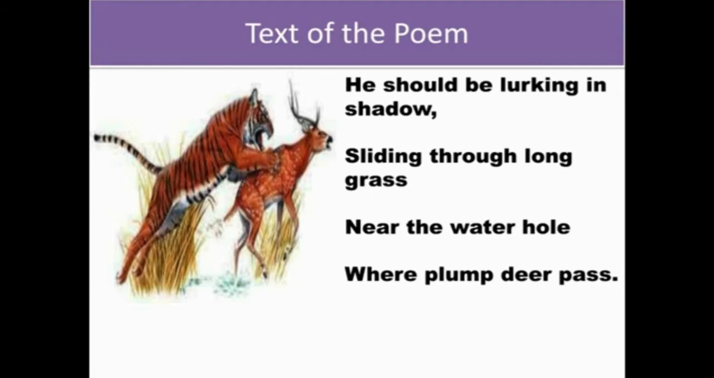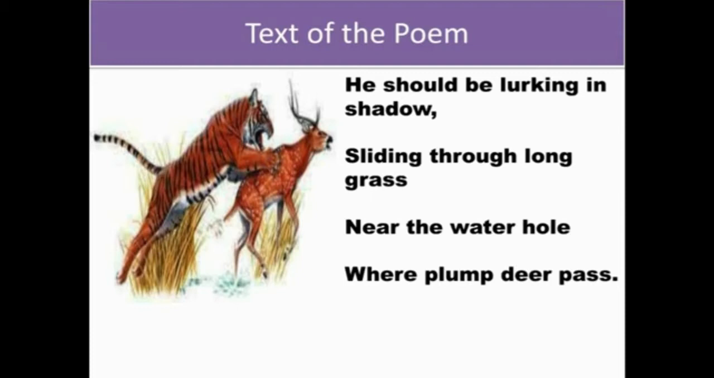Second stanza. He should be lurking in shadow, sliding through long grass, near the water hole where plump deer pass. New words. Lurking means hiding. Sliding means moving. And plump means chubby. Now, explanation.